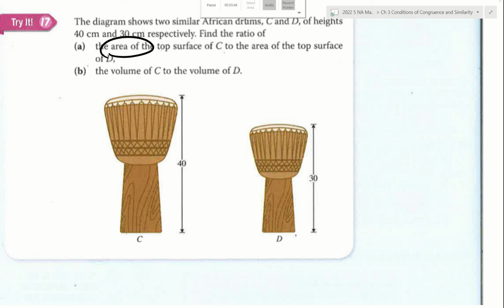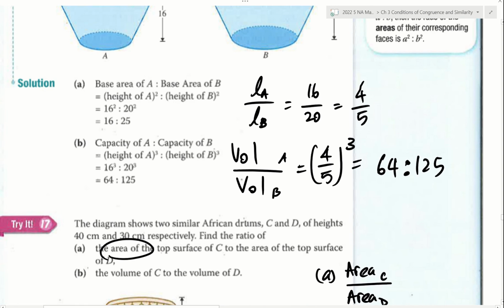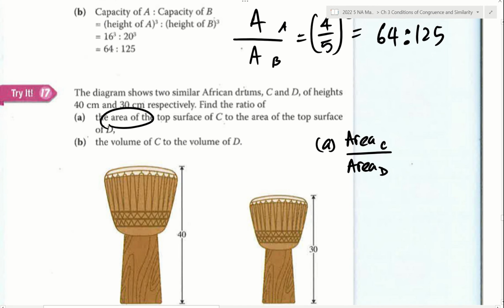Look at my presentation. Part A, area of the top C to top of D. So part A, area C over area D. Take note, I avoid using A for area. Can you imagine in the previous question, if they talk about area for part A, if I write AA over AB, wow, very confusing, right? So area, I spell it out. Volume, I spell it out if it happens to have any chance of confusion. So this, I spell it out. Area C over area D.